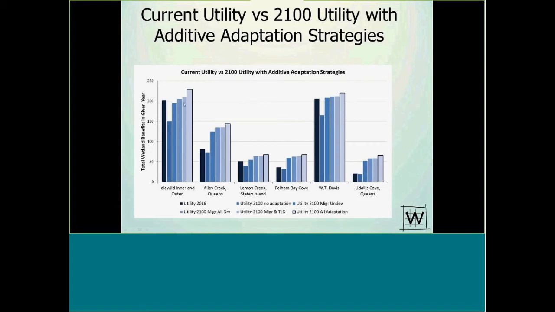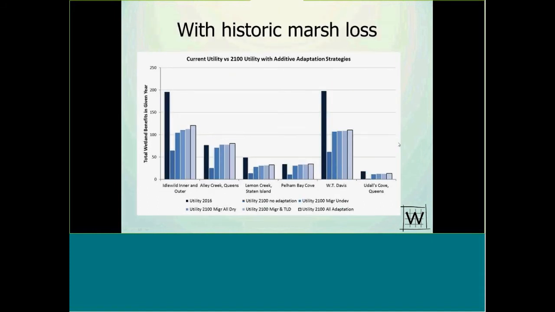Thin layer deposition is this next bar, so it's not nothing, and then the final bar is the restoration to 1974. So this would be all adaptation strategies simultaneously. So it gives you a little bit of a sense of what's going on. If you consider historic marsh loss as additive to sea level rise loss, the results are a little bit less optimistic, where for Idlewild, if you do all adaptation strategies, you're still not going to be quite where you were at the current condition. But for some of the other marshes, like Alley Creek, you could still get back to where you were.